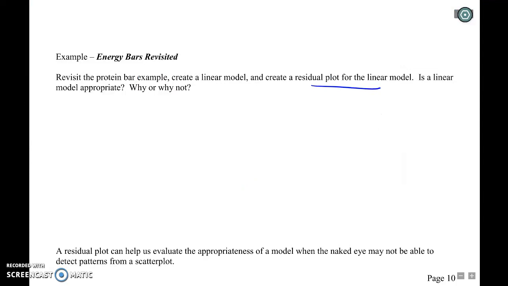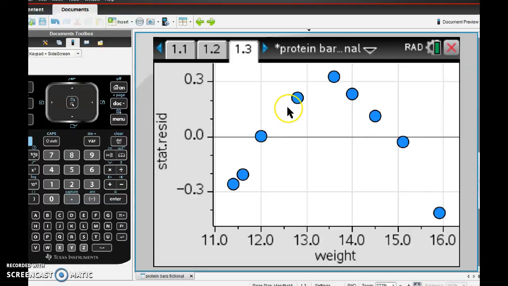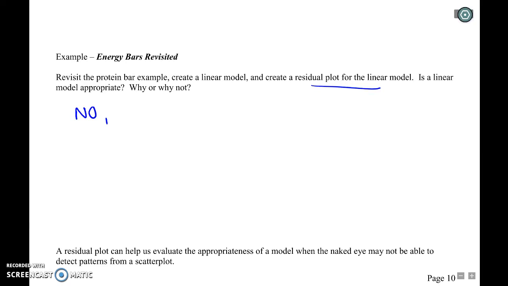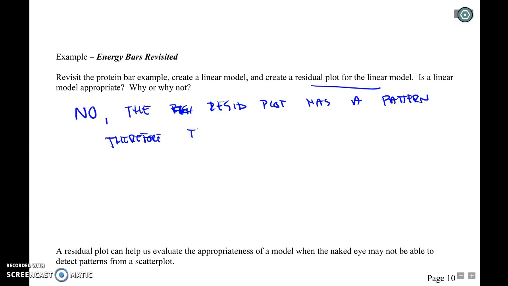Okay. Is the linear model appropriate? Why or why not? So notice there's a definite pattern in this residual plot. That means that no, the residual plot has a pattern. Therefore, the original scatter plot was not linear. And maybe some of you might have noticed that when we graphed it the first time.